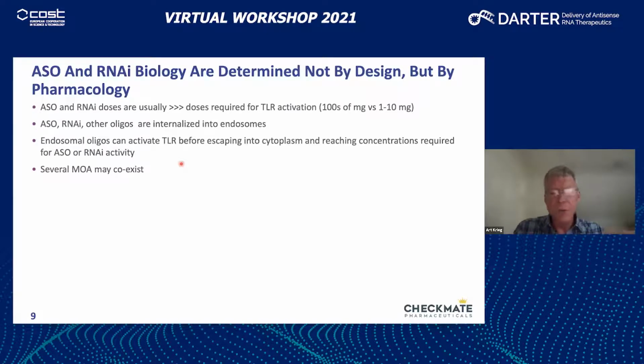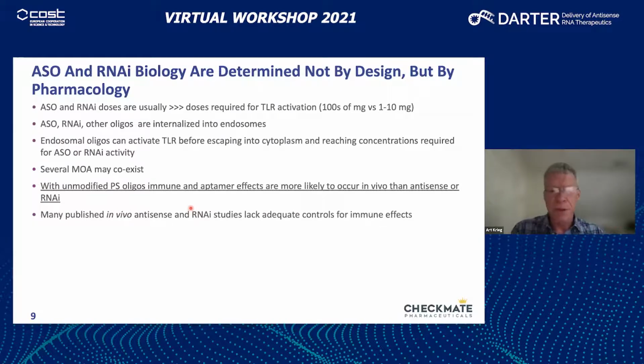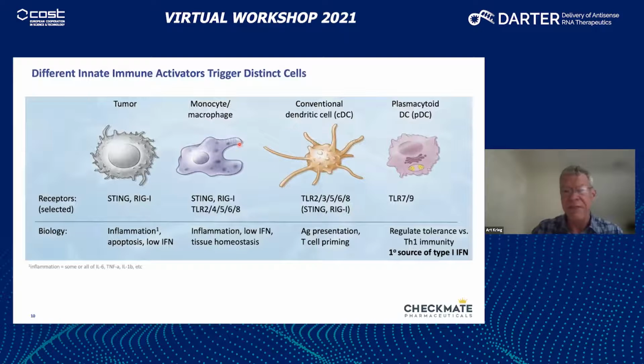And of course, multiple mechanisms may coexist, and you don't necessarily need to determine exactly which of those receptors are activated. But if you're just using unmodified phosphorothioate oligos, which hardly anybody is anymore, it's a good thing, I think, immune and aptamer effects are very likely to occur in vivo. And many of the published reports in the antisense and RNA fields, at least until recent years, but unfortunately still continuing, lack adequate controls to really determine how much those immune effects are contributing to the biologic activities in vivo.